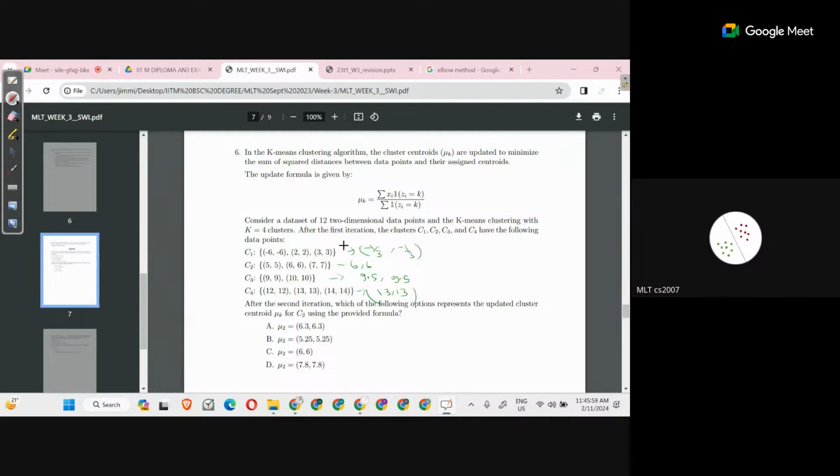Minus 1 upon 3. So here the question is, after the first iteration, we have the following clusters. But after the second iteration, which of the following? After this one iteration, we have to do one more iteration. If it has converged, then this option will be correct. But we have to recheck whether it has converged or not.